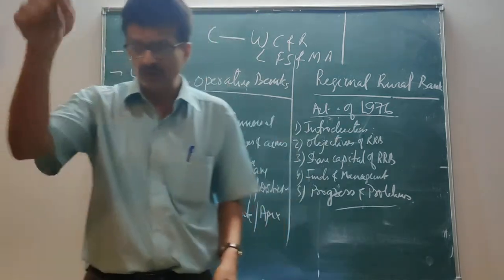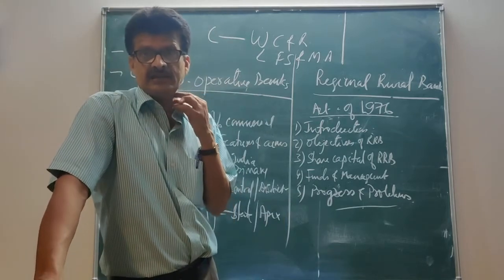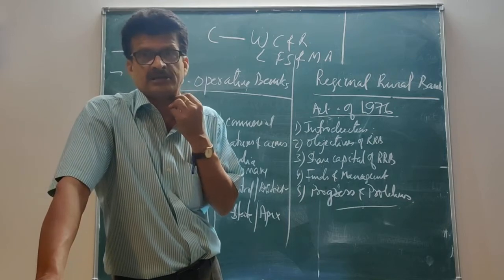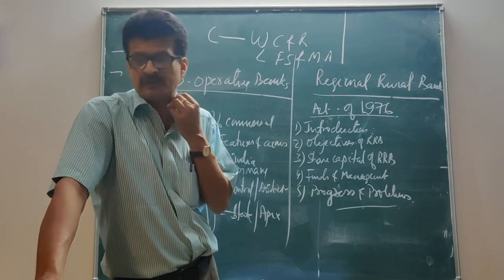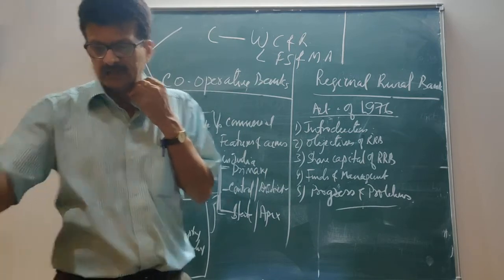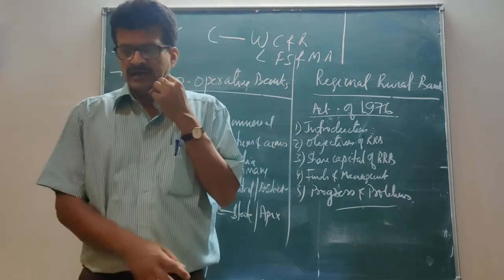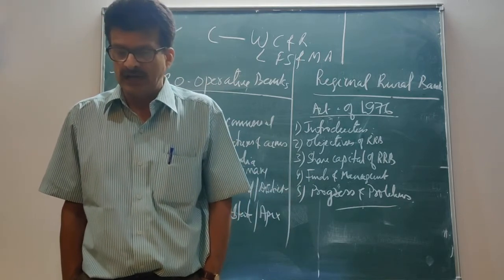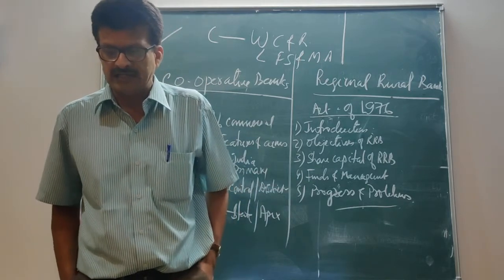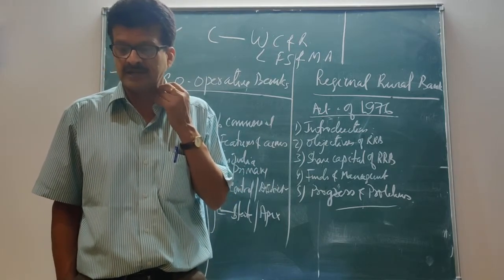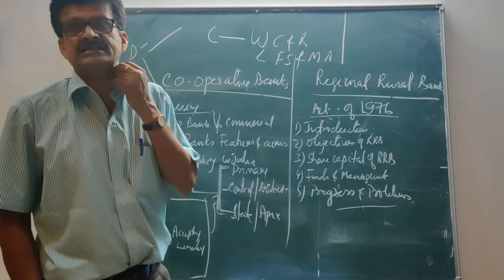But now, in the initial stage, when the act was passed, the central government would contribute to the share capital of the regional rural bank. Each regional rural bank was required to have an authorized capital of 1 crore and issued and paid up capital of 25 lakhs. Later, the authorized capital has been increased to 5 crores and issued capital has been increased to 1 crore. Right now, what is existing?